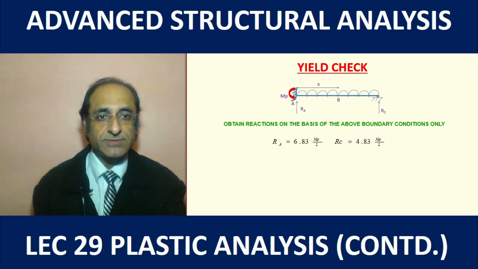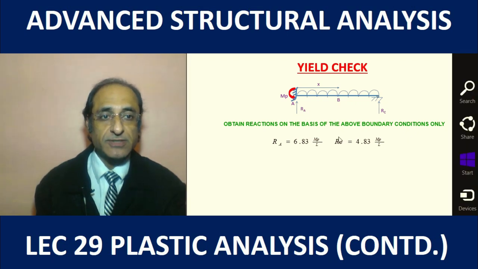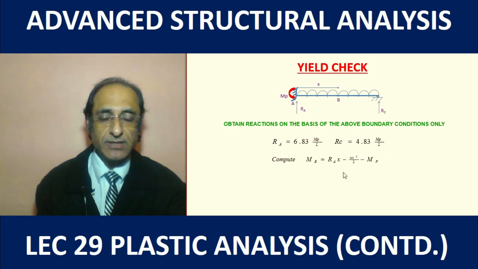So what we have done is that based on these boundary conditions we obtain the reactions. So in this situation we have only assumed that at A the bending moment is MP. So based on this information we can find out the values of the reactions. So these reactions are now independently obtained. So we are not referring to the previous values but obtained using this configuration only. So once we have these reactions, we can then compute the bending moment at B, that is MB, using simple equilibrium of the part AB, and the answer comes out to be MP. So this means that the yield condition is satisfied.